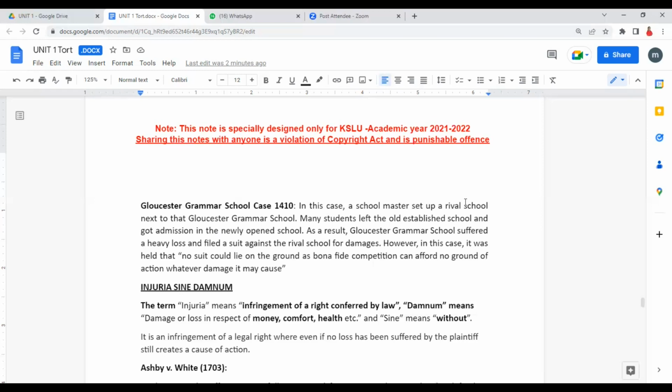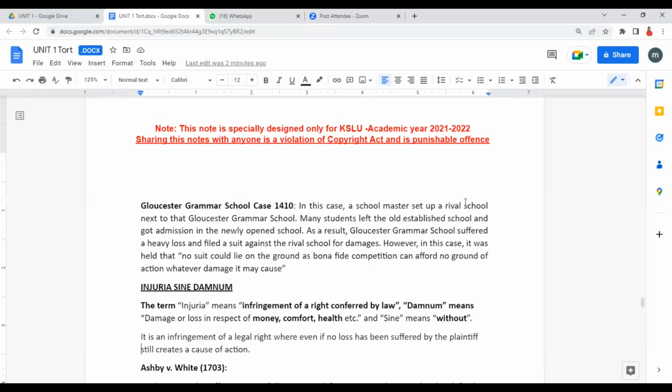But what did the court say? The court said that yes, you have suffered loss in terms of money, but has your legal right been violated? Your legal right has not been violated, right? You have a right to set up a school and to maintain it and administer it. You are still doing it.